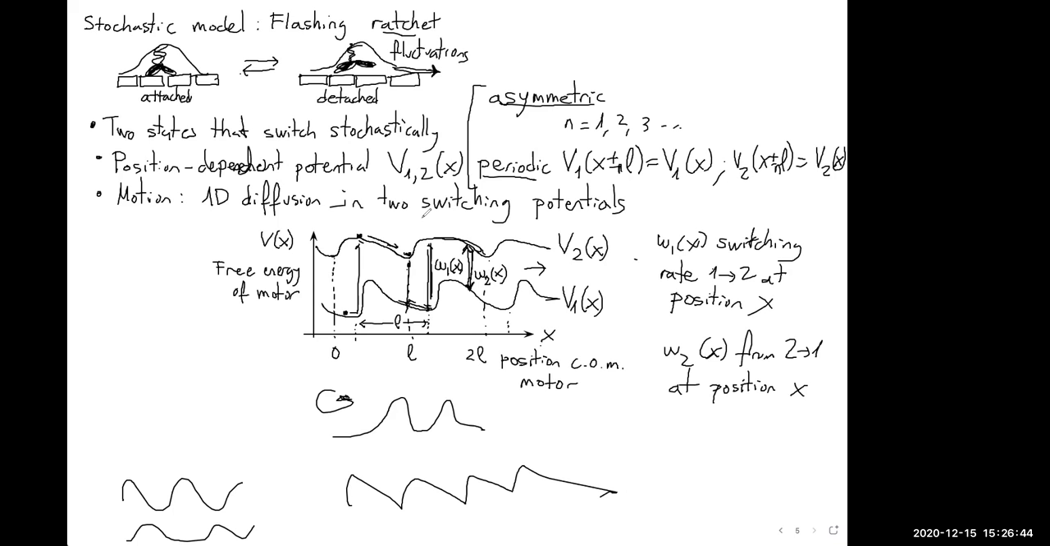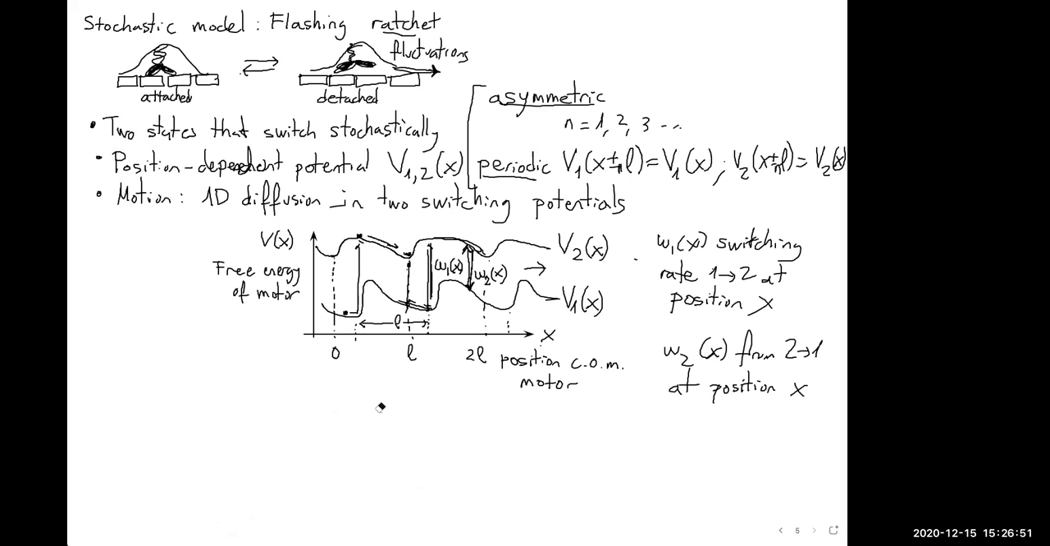Since at each position X, we can switch. And if we consider the minimal position for the potential, what is the meaning for the motor? The minimal position is somehow the equilibrium position, because the polymer won't be homogeneous.